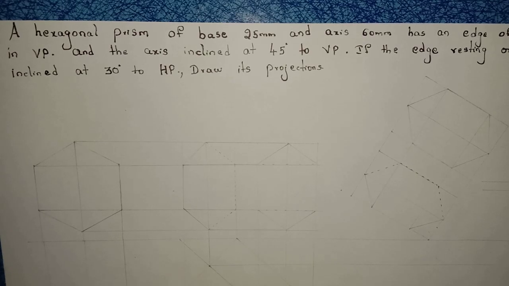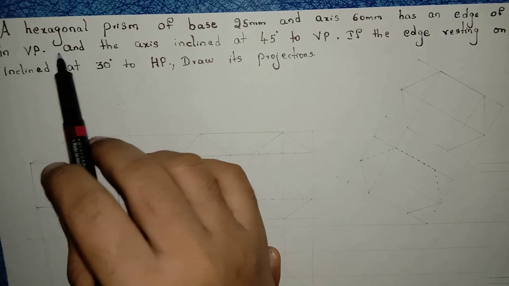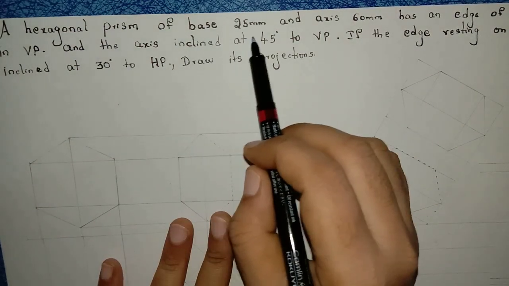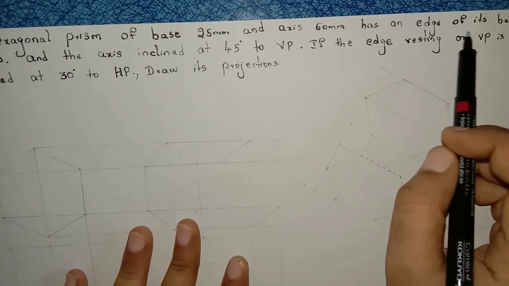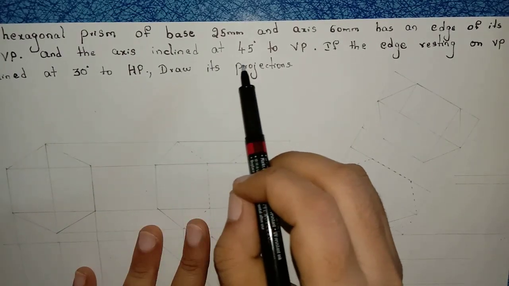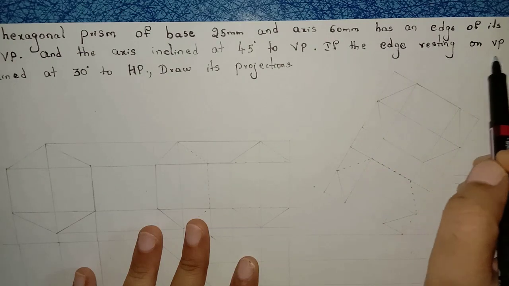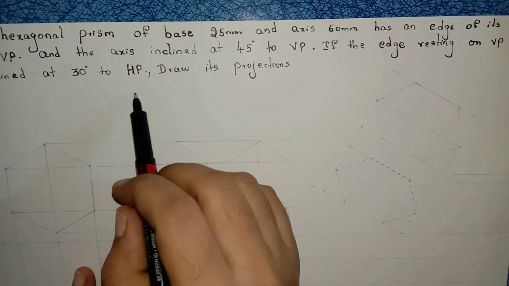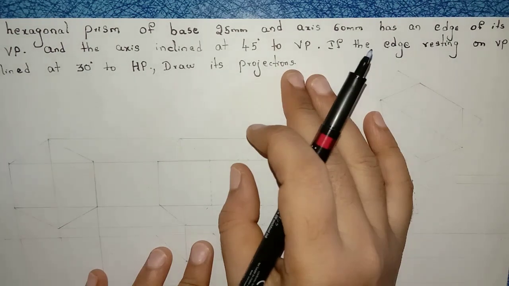Students, let us see the next question. When the axis is inclined to both the planes, a hexagonal prism of base 25 mm and axis 60 mm has an edge of its base in VP, and the axis inclined at 45 degrees to VP. If the edge resting on VP is inclined at 30 degrees to HP, draw its projections. Now this is the question.